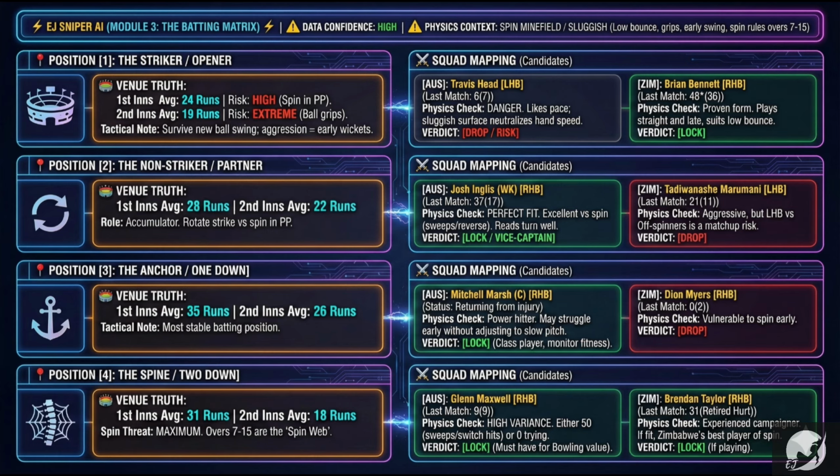Position 3 and 4, the anchor and the spine. This is where the game is won. Mitchell Marsh offers stability at 3. And at 4, Glenn Maxwell. Even if he fails with the bat, he bowls off spin on this turning track. He is a mandatory lock. Now, let's check the finishers in the next slide.